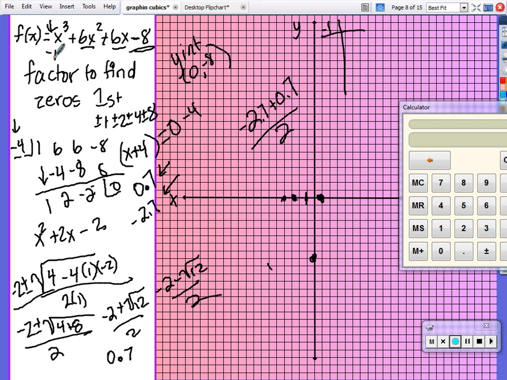Right, so negative 1 cubed we know is negative 1, plus 6 times negative 1 squared is positive 1, so that's 6, plus 6 times the negative 1 is negative 6, so minus 8. So the 6 and the negative 6 cancel out, so that gives us negative 9. So it's going to be right there. And so we can pretty much decide that it's going to come up just a little bit right there. Come down here, hit your vertex, and come back up here.